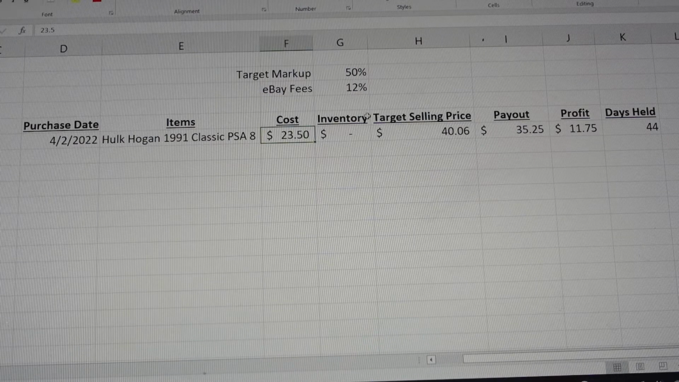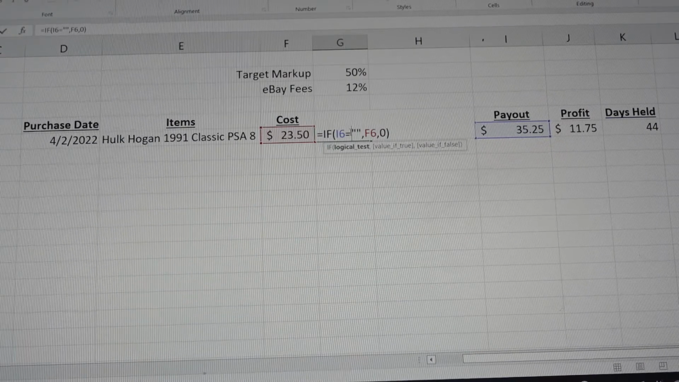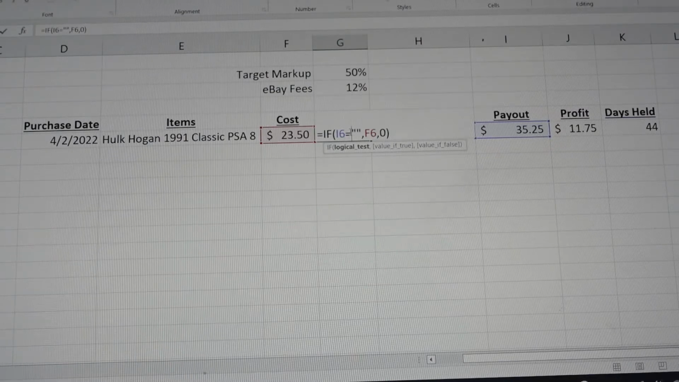This next column here, I'm calling it inventory. So basically this is a toggle. If I double click here, you can see what cells it's referencing, and I'll tell you a little bit about the logic. The logic is basically saying if cell I6 is null, if there's nothing in there, then you're going to want to reference cell F6, which is the cost. Otherwise, it's zero. So what that's saying is if there is nothing in the payout, this is part of your inventory. If there's something in the payout, this is not part of your inventory. In other words, if you sold the card, it's no longer a part of your inventory. But if you have not sold the card, it is part of your inventory.